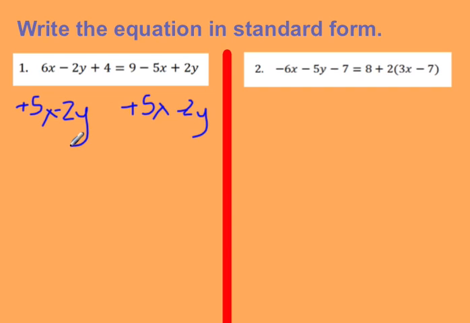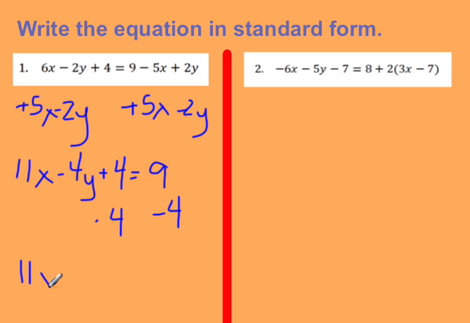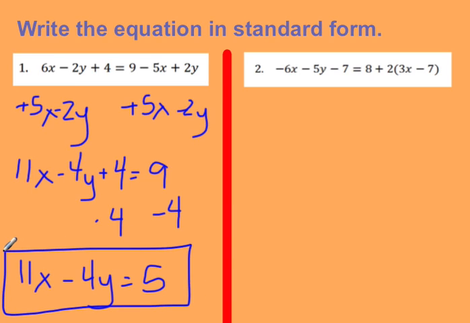So 6x plus 5x is going to give me 11x. Negative 2y minus 2y is going to give me a negative 4y. When you add two negative numbers, it gets more negative. And then you get plus 4, and that's going to be equal to 9. Now I want to get that 4 over to the other side. Since it's positive, I'm going to subtract 4 from both sides. So I get 11x minus 4y is equal to 9 minus 4, which is 5. So this right here is my final answer for number 1.